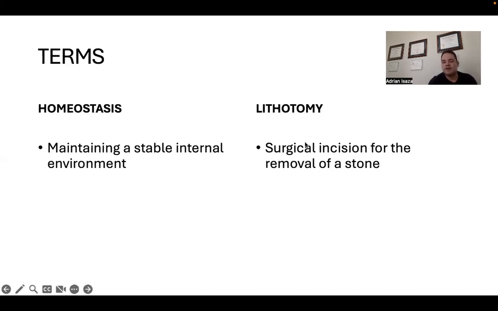So litho then is a stone, and tomi means incision. Litho means stone; that's a combining form. Tomi is a suffix meaning incision. And together we get the word lithotomy, which is the surgical incision for the removal of a stone, right?